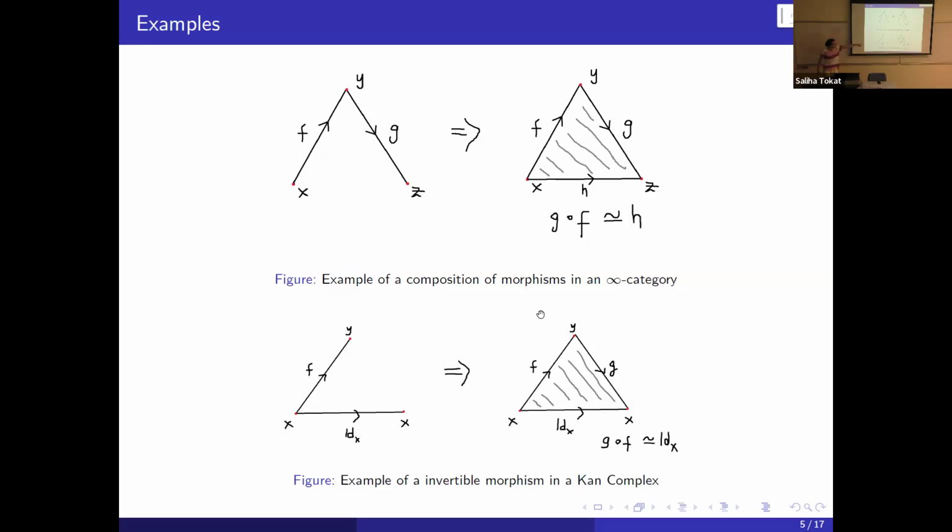And down below, if we think that it is a Kan complex, then one can extend this diagram via a morphism g, such that g composed with f is the identity morphism. And this way we introduced the compositions in an infinity category and inverses in a Kan complex.